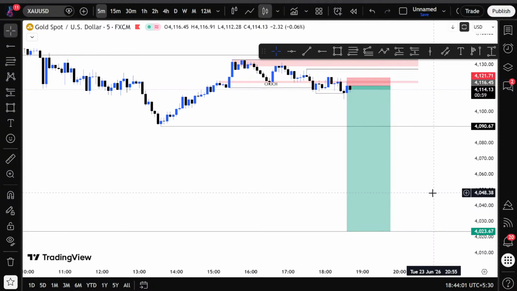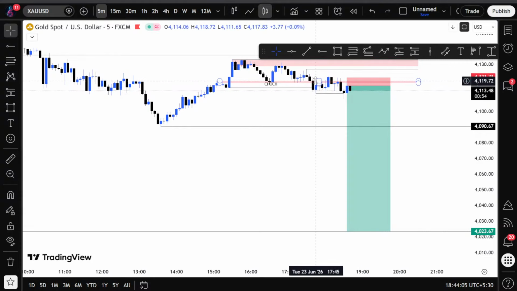This is our first entry. Be careful. Use small lot on this zone because it has already been tested so many times. This is a much better zone. Use small lot for this one.